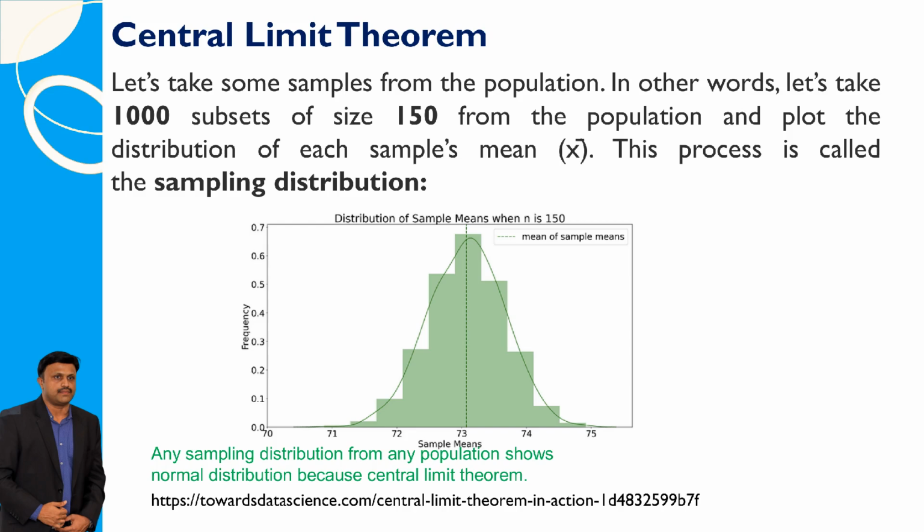Let's take samples from the population by selecting 1000 subsets of size 150 and plotting the distribution of each sample's mean. This process is known as the sampling distribution, and according to the Central Limit Theorem, any sampling distribution derived from any population will exhibit a normal distribution, regardless of the original population's shape.